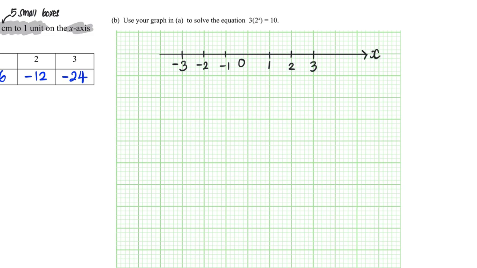And this will be my x-axis. And now for my y-axis then, it will be somewhere here. And I just need to make sure that I will be able to hit -24. And it is 2 cm to 5 units.